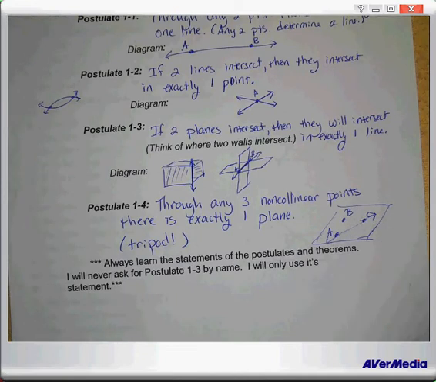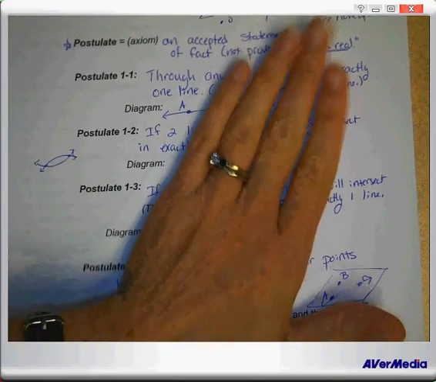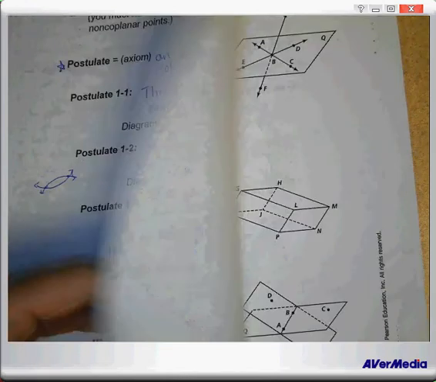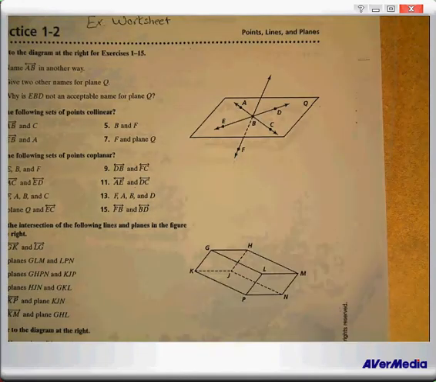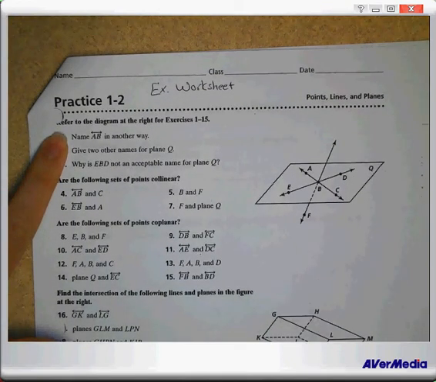Kind of cool. One thing I want you to remember is we don't memorize the numbers. We memorize the words. Geometry is all about memorizing the topics so we can apply it. But let's do a couple examples on this back page. For instance, first one, number 1, name AB in another way.